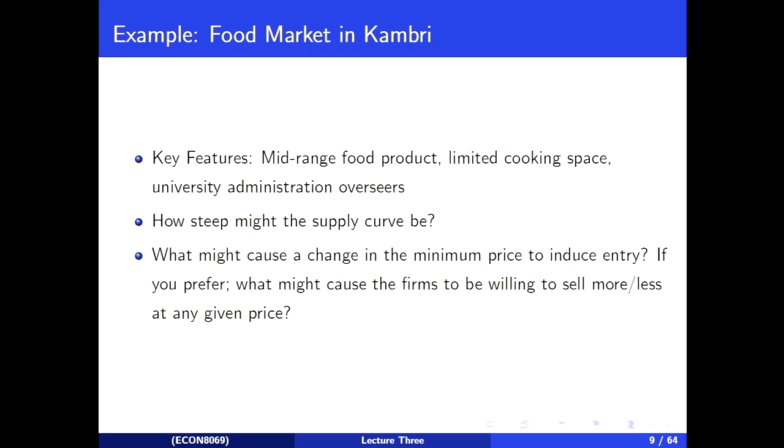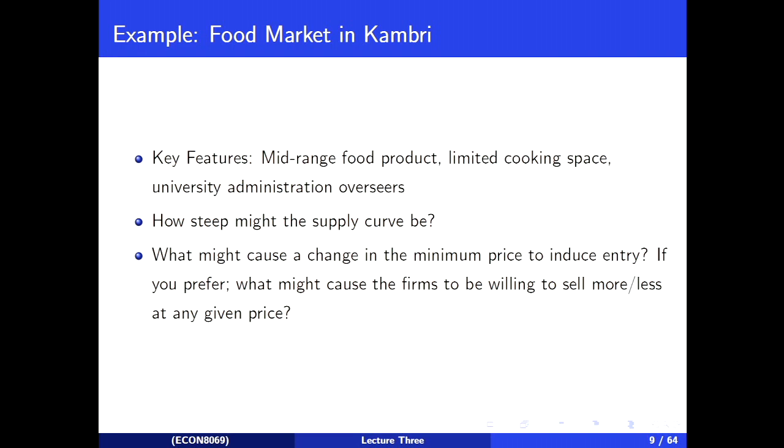Rent? Yep, perfect. Rent is going to be fairly important. This is related to our university administration overseers. If they change the rent, well then it changes the cost of producing the good. You need to be a little bit careful talking about rent because rent might be a fixed cost, which we'll talk about in a bit, but certainly in the medium term, rent is going to be an important part of this.